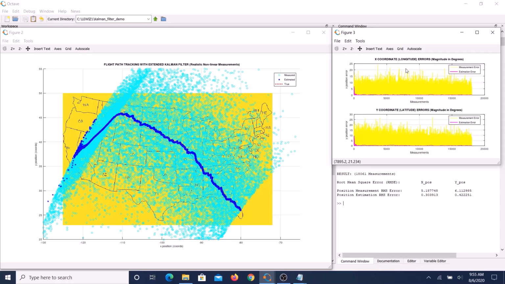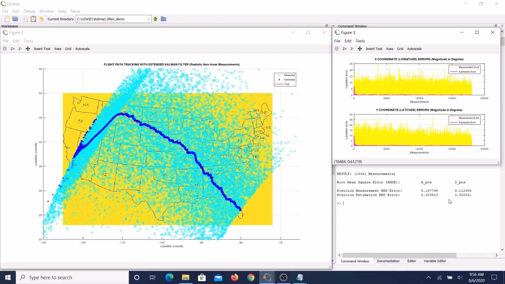Due to non-uniform distribution, the error magnitude or root mean square error is slightly more than before, but we are still able to significantly reduce this error after applying extended Kalman filter to the measurements.